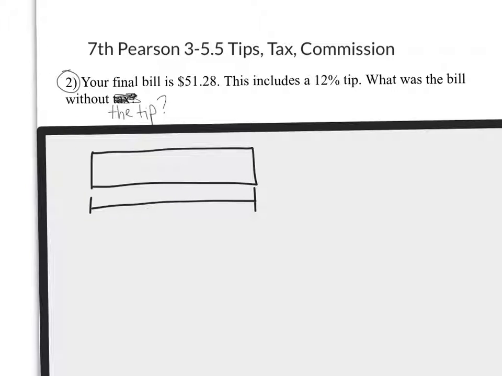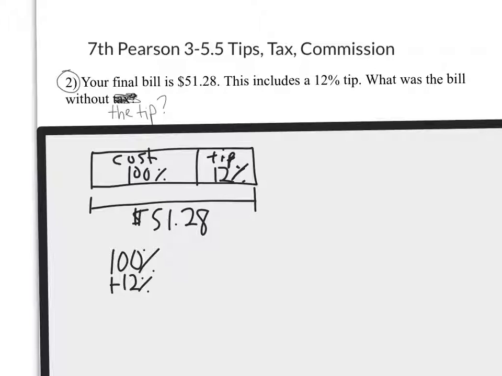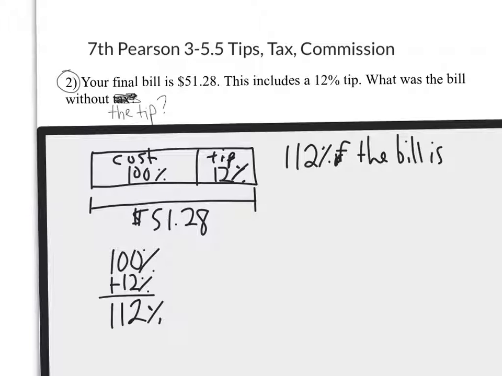So this whole thing is $51.28. And that's including our original costs, which we could say is like 100%, plus our tip, which is like 12%. So you can see what's happening there is, the regular cost plus the tip, that's 112%. Okay. So what we could say then out of that is that 112% of the bill is $51.28. 112% of our original bill is $51.28.